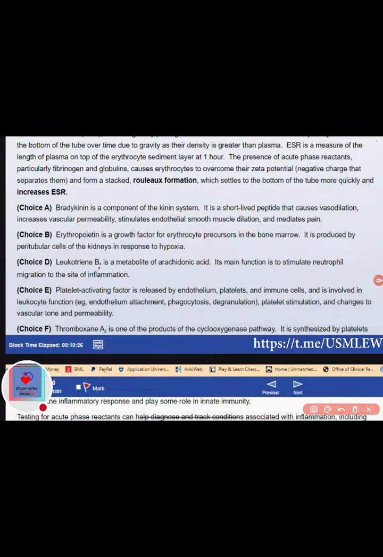Leukotriene B4 is a metabolite of arachidonic acid. Its main function is to stimulate neutrophil migration to the site of inflammation. Leukotriene B4 stimulates the neutrophil to migrate to the site of inflammation.